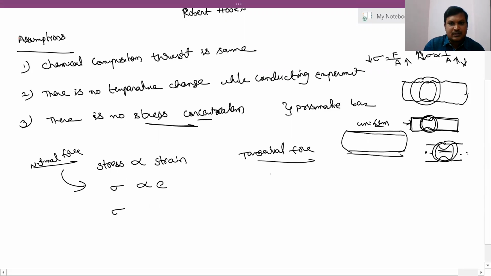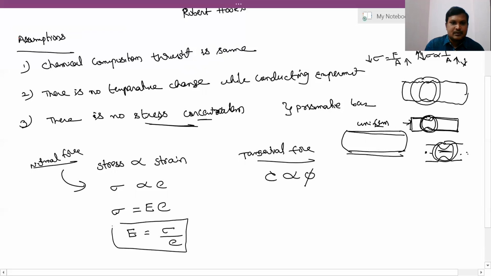in tangential force, our stress is tau, directly proportional to the strain phi. For removing the proportionality, we should use some constant, which we call capital E. Then capital E is equal to stress by strain. For tangential forces, again for removing the proportionality we use some constant, which we call G. Then G is equal to stress by shear strain.